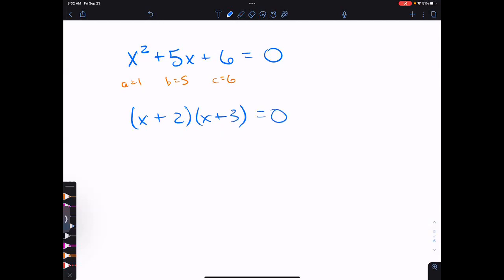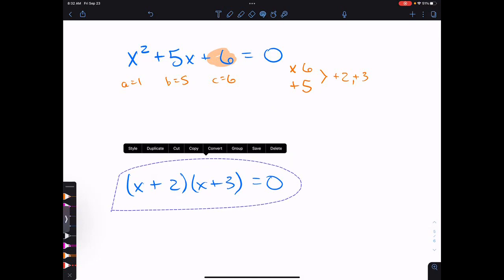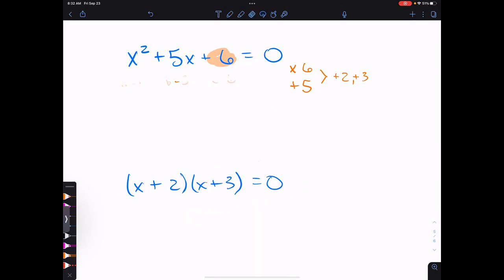X plus 2 and x plus 3. So factoring, you're looking for two numbers that multiply to give you 6 and add to give you 5, right? Which would be 2 and 3. You can think about this a little bit like the completing the square thing if you want. 2 and 3, what that means is that I can break x squared plus 5x plus 6 into x squared plus 2x plus 3x plus 6.